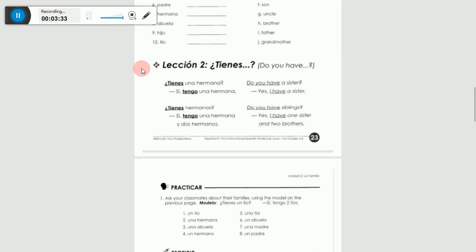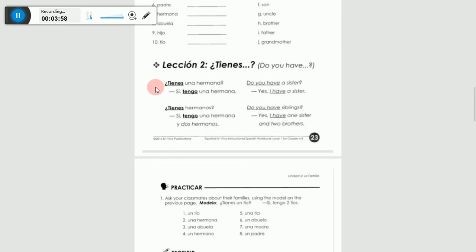Then you will move on to lesson 2. Tienes, which means do you have. This is one of those examples where we've talked about one word meaning or turning into a phrase. Sometimes it works in English and in Spanish, depending on what we're saying. In this instance, tienes means do you have.